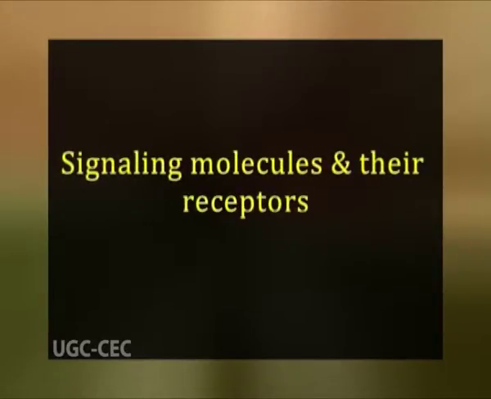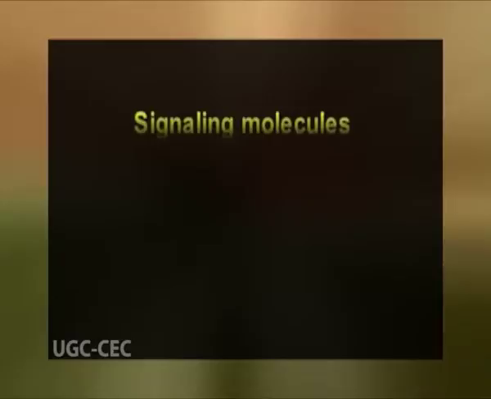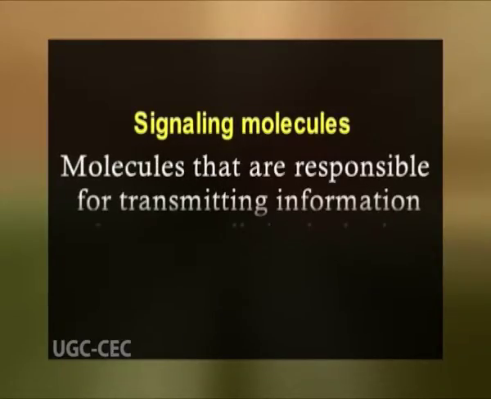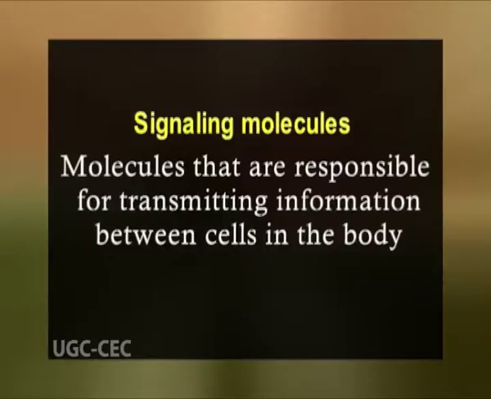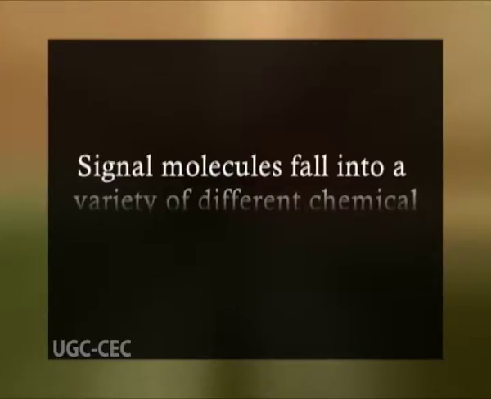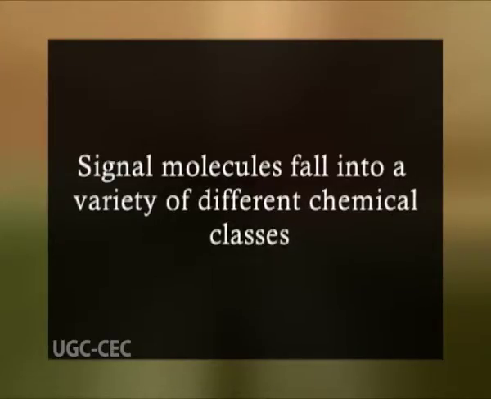Now, let me begin with the first part of today's lecture, that is the signaling molecules and their receptors. Signaling molecules are the molecules that are responsible for transmitting information between cells in the body. The size, shape, and function of different types of signaling molecules can vary greatly. Signaling molecules fall into a variety of different chemical classes. Since the vast majority of signaling molecules in a chemical class do have the same polarity, let us discuss the signaling molecules based on their polarity.